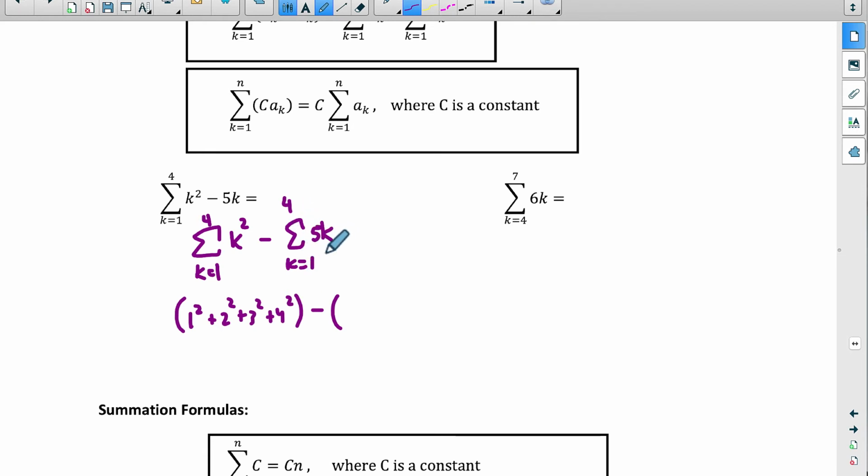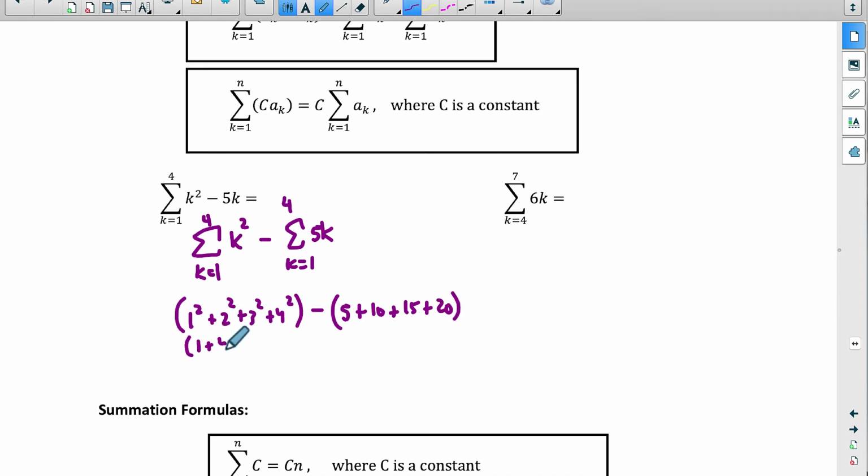So I put 1 in there, and I get 5 times 1, which is 5. Plus, I put 2 in there, 5 times 2 is 10. 3 in there, 5 times 3 is 15. And 4 in there to finish off, 5 times 4 is 20. So now I've got to simplify.